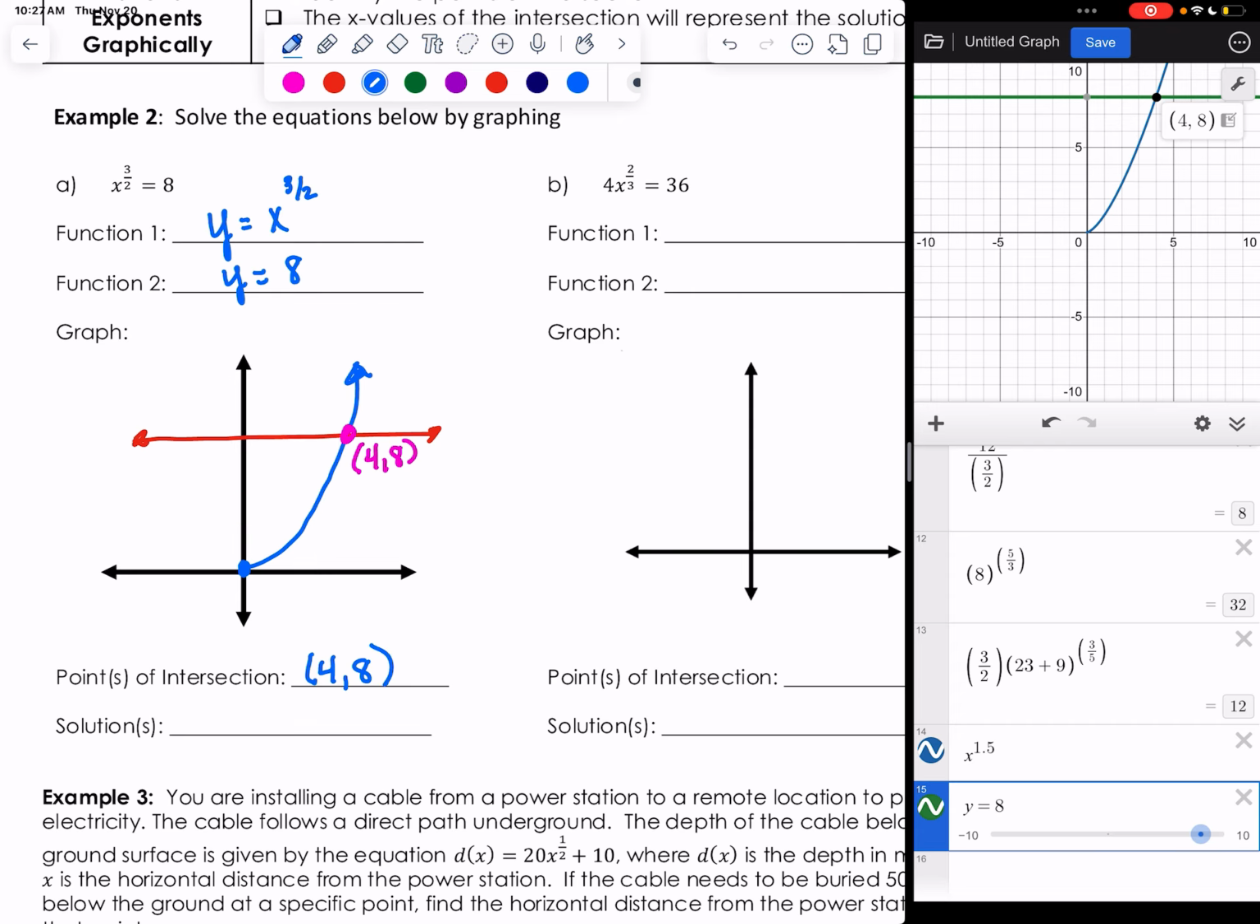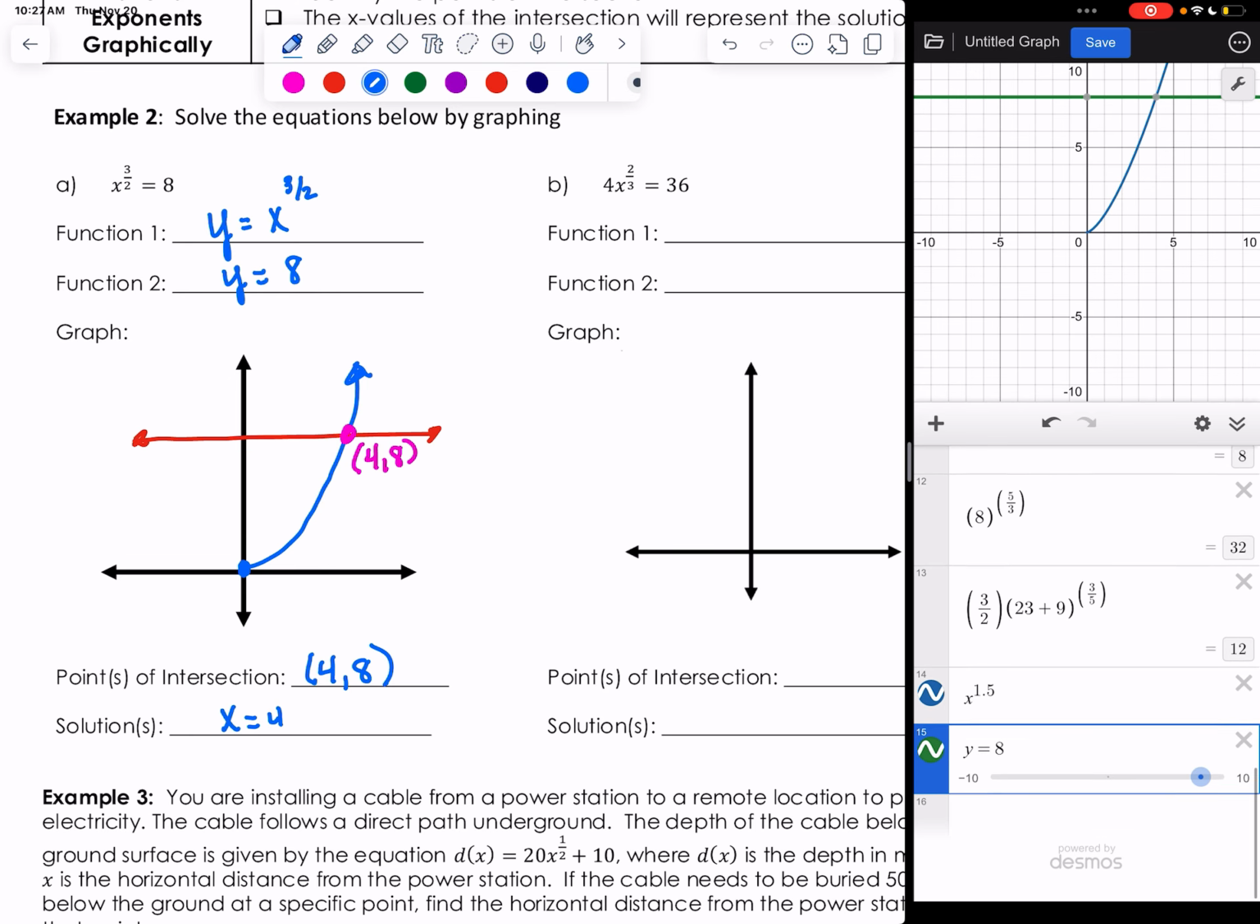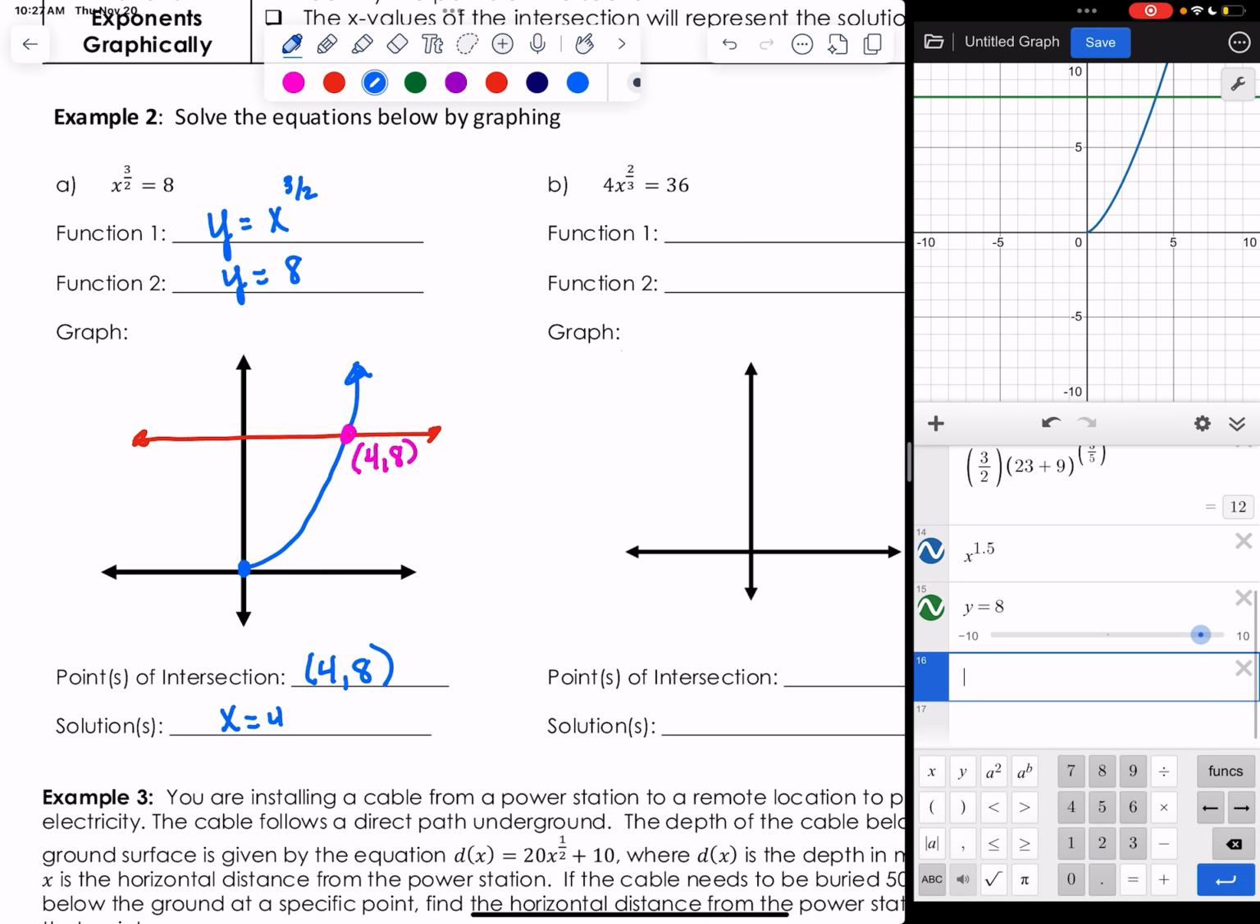But my solution to this equation is x is equal to 4. Now, I will just show you that when we check it. So my original problem was x to the 3 over 2 power should equal 8. Well, let's plug in our solution and see if that's true. So I'm going to take 4 raised to the 3 over 2 power. And sure enough, I get 8. So this is a true solution here. So x is equal to 4.